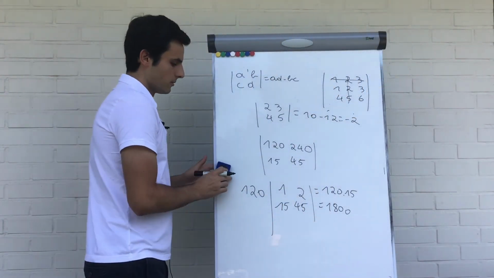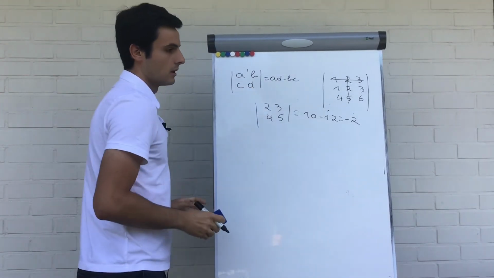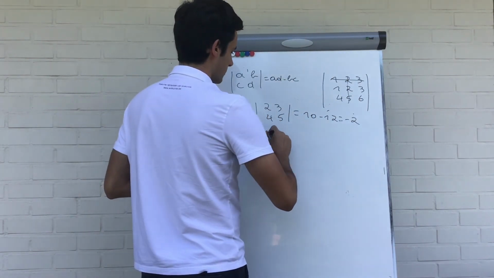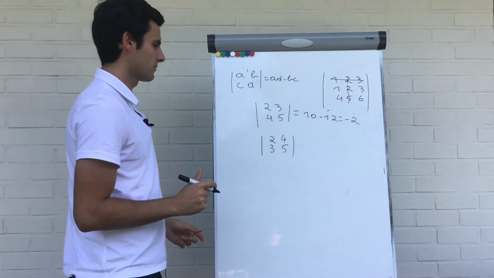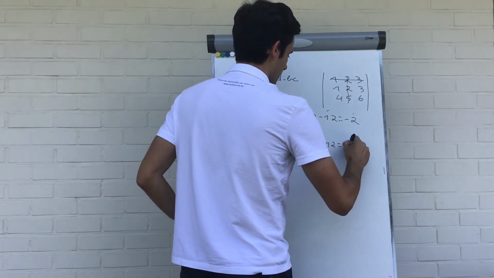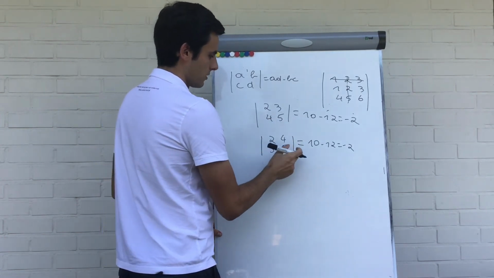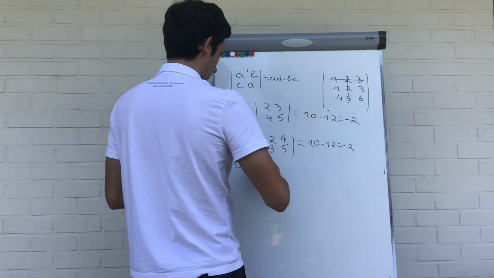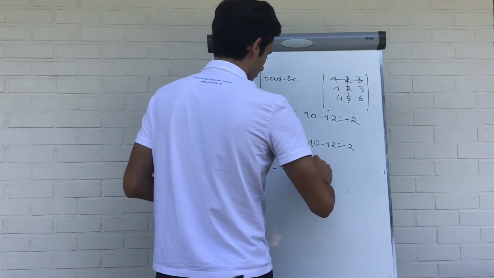Last one, if you have the transpose of a matrix, so if the rows become the columns and the columns become the rows, this matrix becomes 2, 3, 4, 5, nothing changes. 2 multiplied by 5 is 10, minus 12 is minus 2. So the first row became the first column, the second row became the second column, and you see nothing changes. So the determinant of A transpose is equal to the determinant of A.